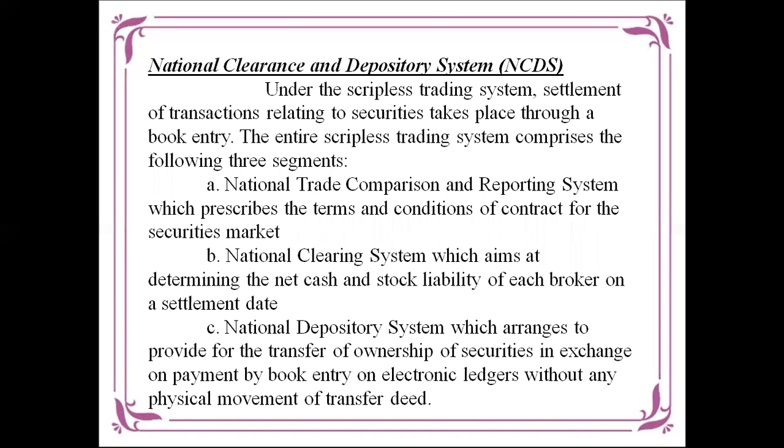Next, NSDL, that is National Securities Depository Limited. Under this, the trading system's settlement and transmission related to securities take place through book entry. The trading system comprises the following segments. National trading system prescribes the terms and conditions of contracts in the securities market. National clearing system aims to determine the net cash and stock liability of each broker on a settlement date. National depository system is arranged to provide transfer of ownership of securities in exchange for payment, by booking entries in electronic ledgers without any physical movement of certificates. That is NSDL.